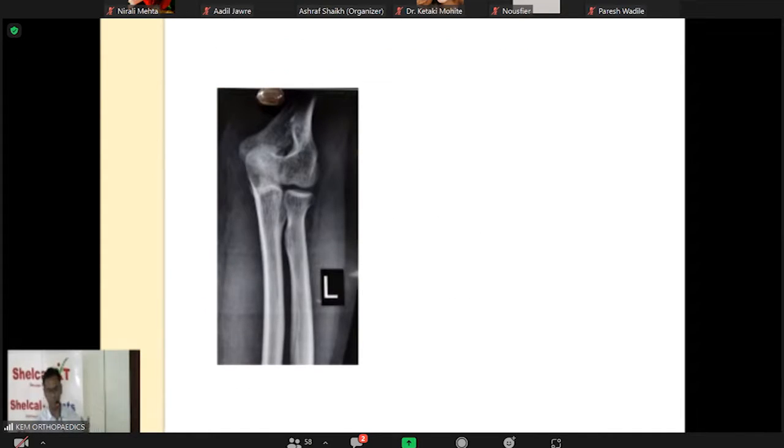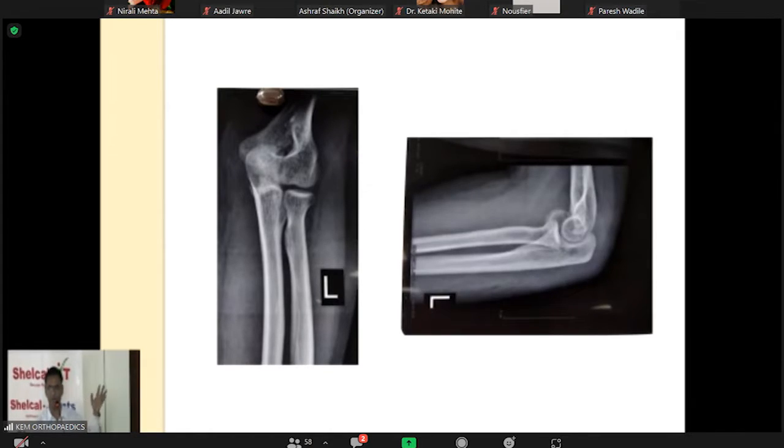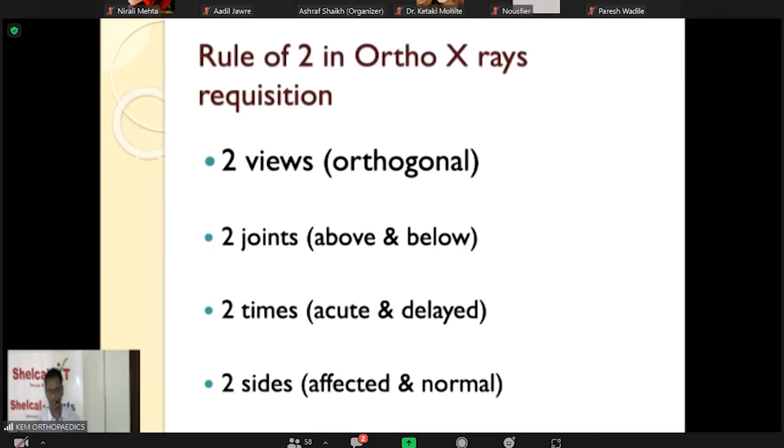This is an AP X-ray of the elbow, wherein sometimes we do not find any pathological diagnosis, but then in the lateral view, you come to know that there's a fracture. Anyone? What can this be? Capitellum. Yeah, so there's a capitellum fracture. So definitely an orthogonal view is what is required.